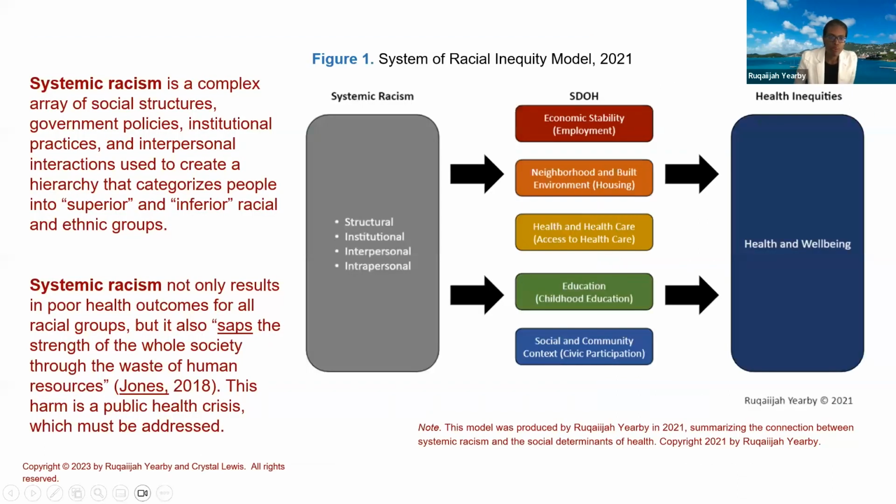So in our review, we focused on the ways that systemic racism can limit racial and ethnic minorities' equal access to economic stability, which includes employment, housing, access to healthcare, childhood education, as well as civic participation. We pulled laws from 4 of these areas. So we looked at laws related to increases in minimum wage.